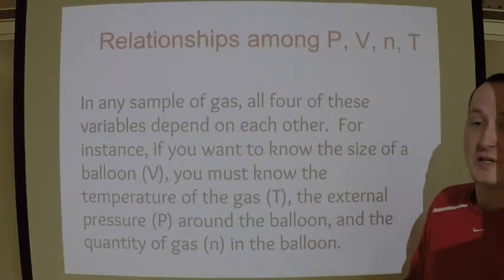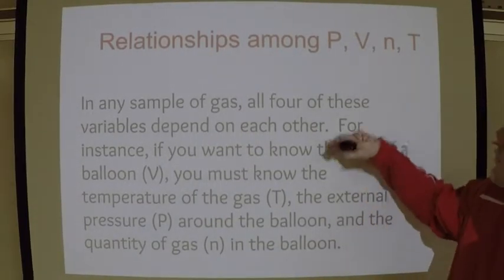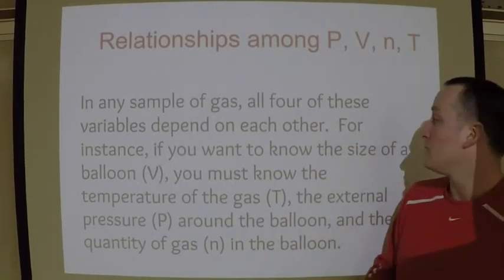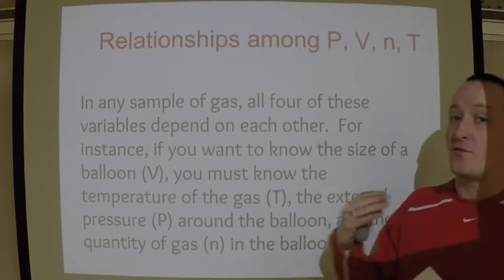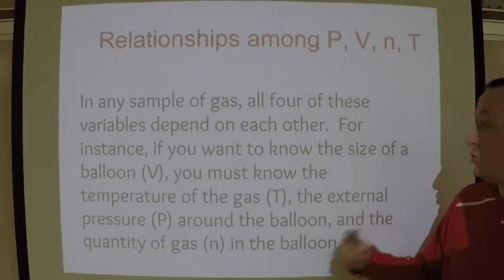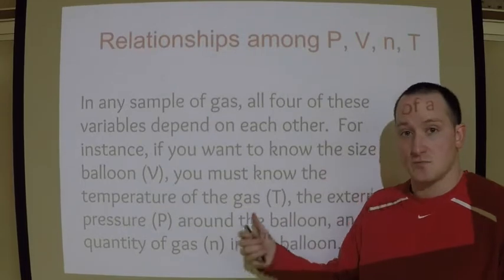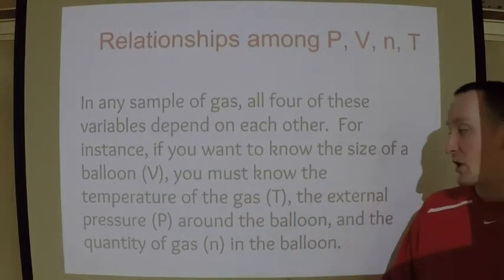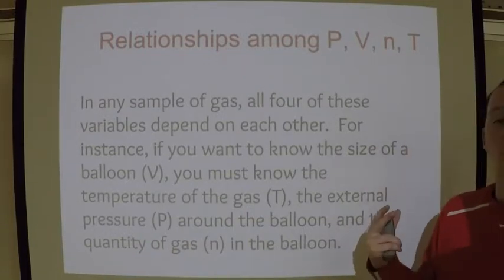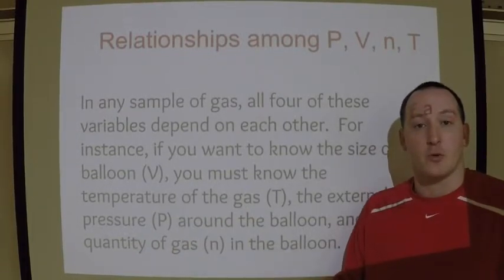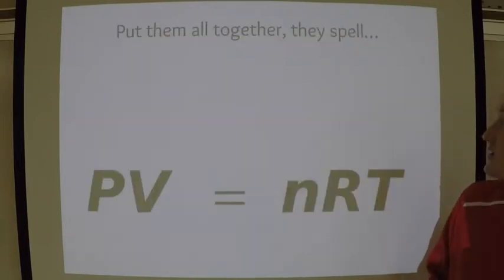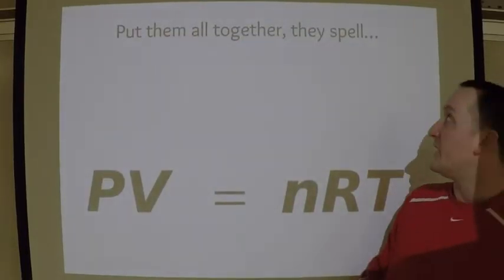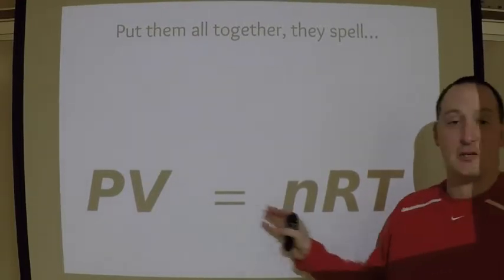What has been discovered is that in any sample of gas, all four of these variables are dependent upon each other. If you wanted to know the volume of a certain balloon, you would have to know the temperature of the gas. So if you wanted to know V, you would have to know T, the pressure, or P, and the quantity of gas particles, also known as n for moles. When we put all of those variables together, we get PV equals nRT.